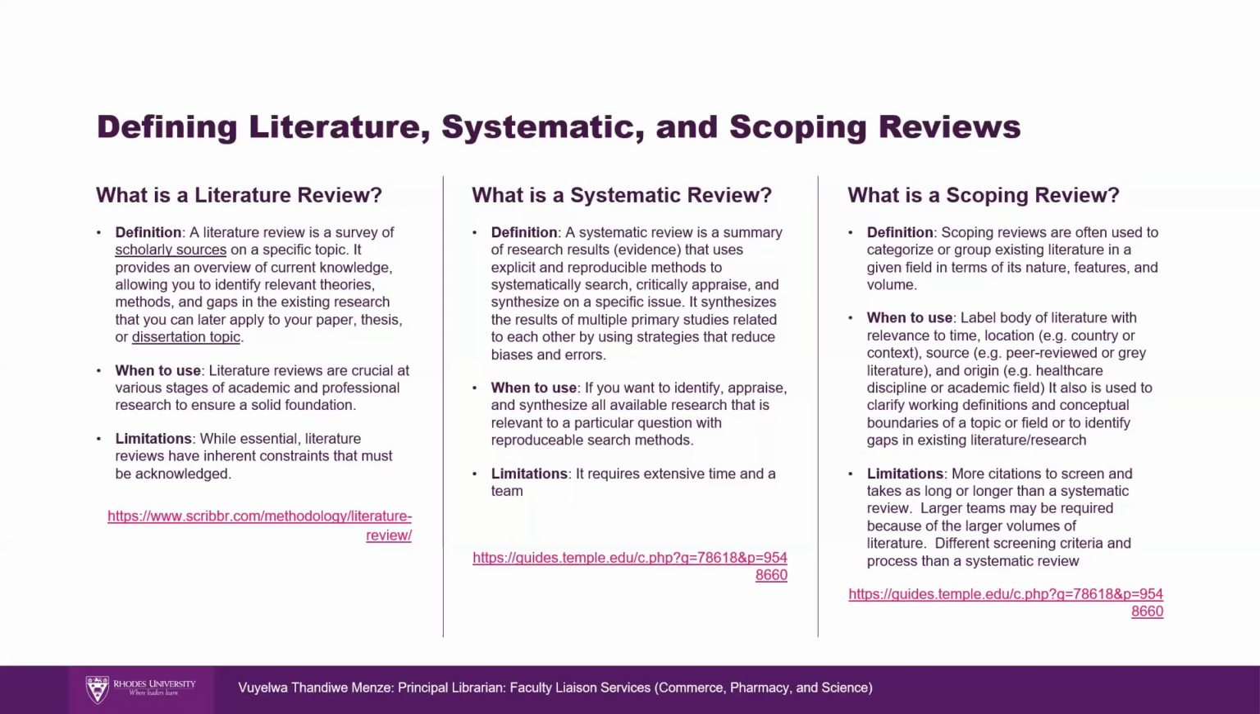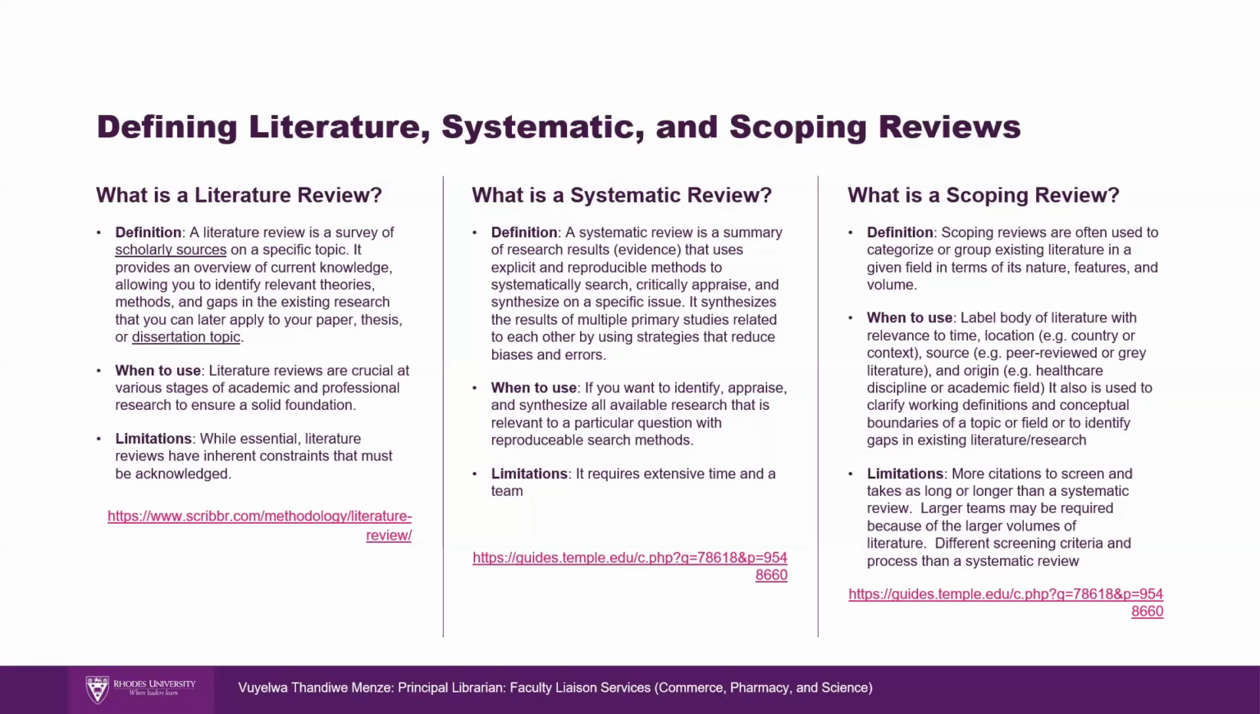And the next one, what is a systematic review? A systematic review is a summary of research results or evidence that uses explicit and reproducible methods to systematically search, critically appraise, and synthesize on a specific issue. It synthesizes the results of multiple primary studies related to each other by using strategies that reduce biases and errors.